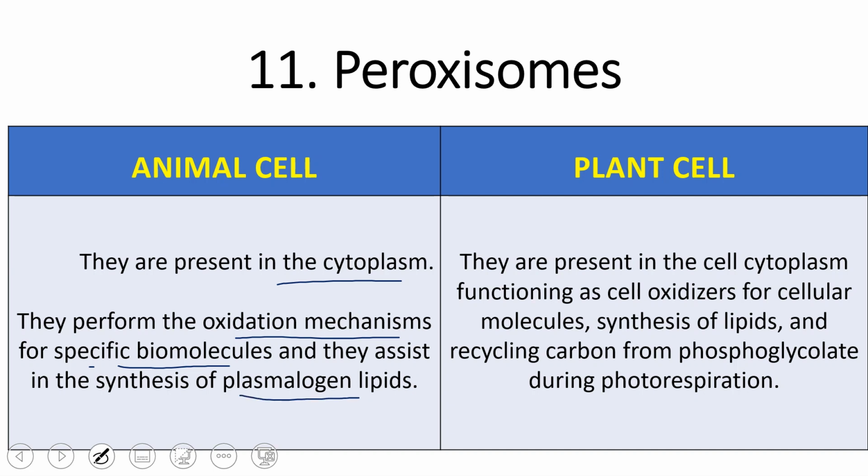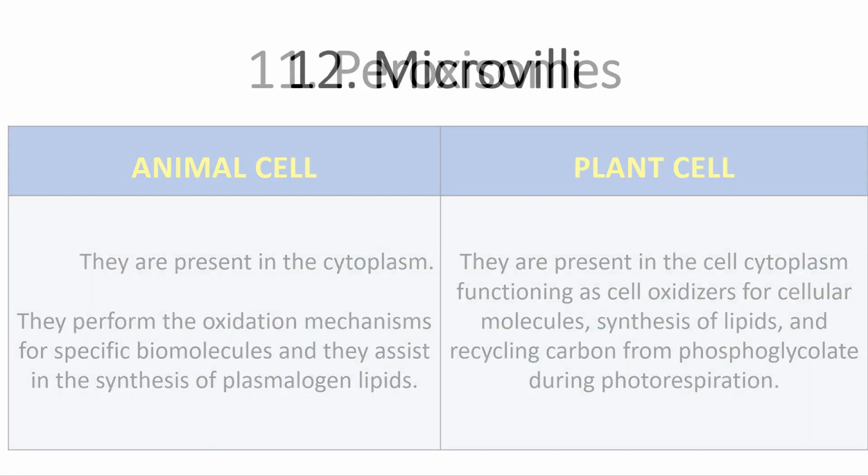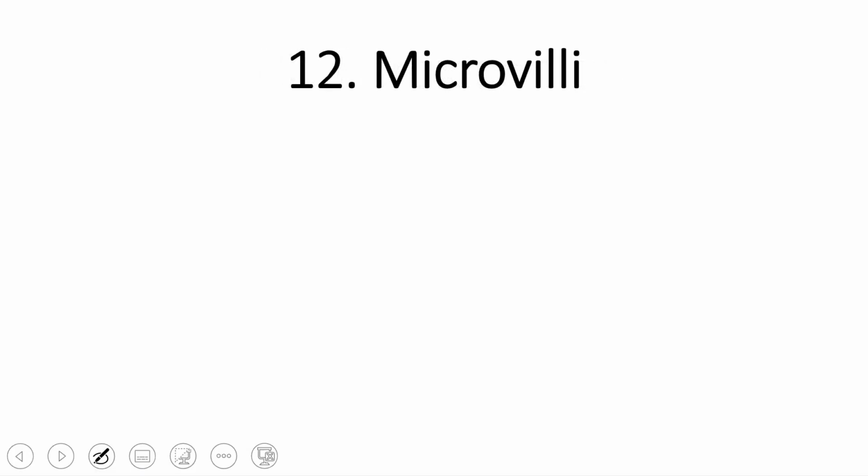In plant cells, peroxisomes are also present in the cell cytoplasm, functioning as a cell oxidizer for cellular molecules, synthesis of some of the important lipids, and recycling of carbon from phosphoglycolate during the photorespiration process. Another difference, if we will say, is in the microvilli.